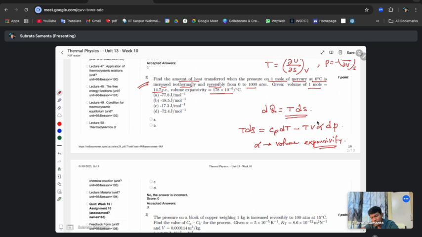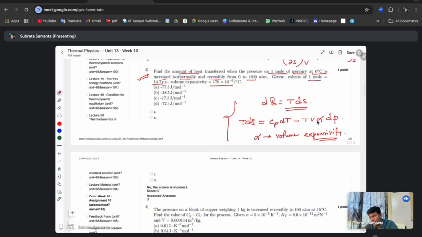So what are the values given here? The alpha value is given: alpha is 178 times 10 to the power minus 6, and the volume V is 14.7 cc. So convert it into meter cube: 14.7 times 10 to the power minus 6 meter cube, right? So we convert cc to meter cube.